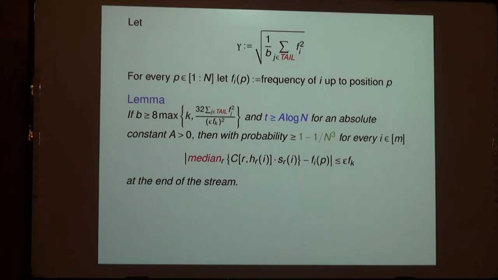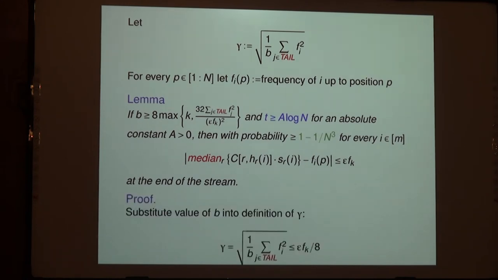With high probability, and now we need to choose B to make this 8 gamma equal to epsilon fk. You just substitute for gamma, and this works out. Any questions? All right, good. So then at this point, we're done with count sketch.